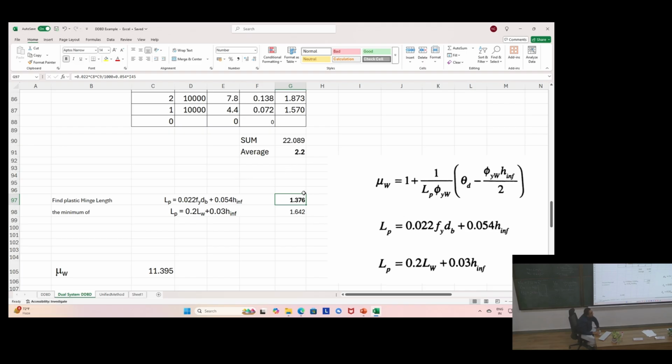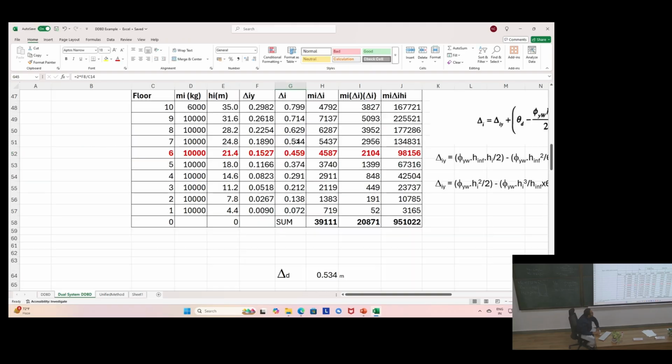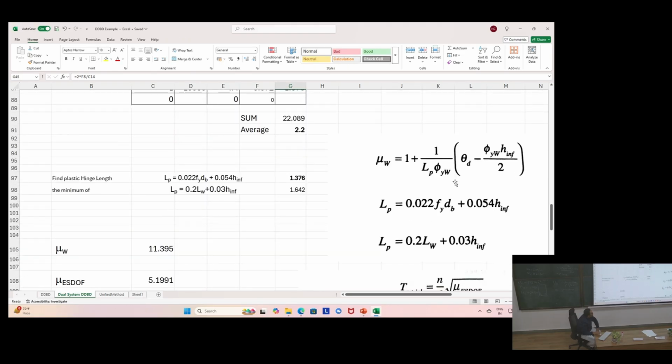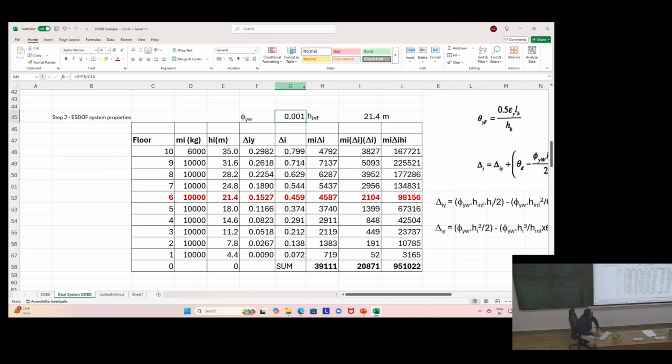And then once you find out the plastic hinge length, use this formula here to calculate the ductility of the wall. LP, you're finding out from this equation, 1.376. Phi IW is somewhere here, 0.001 radian. Theta D is our design drift. Phi IW again, height of inflection divided by 2. Our phi IW we calculated out here, which is 0.001.